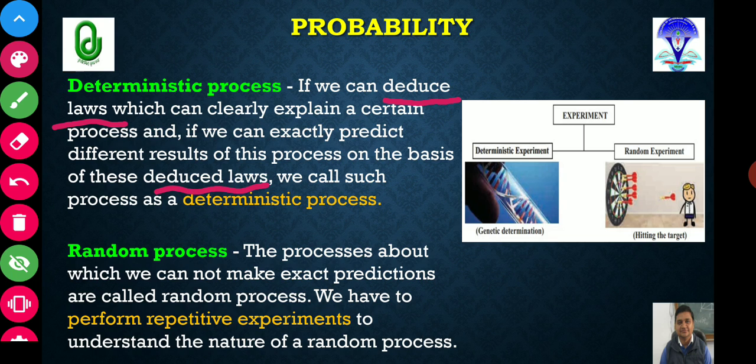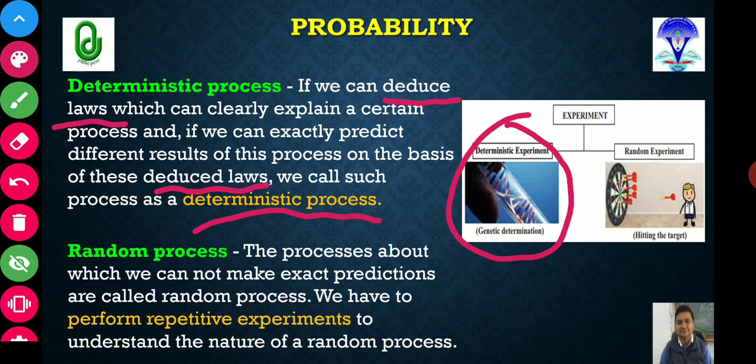Suppose for a particular process you have certain rules, certain laws, and based on the calculation of those laws, you can predict the result. Then such a process is called a deterministic process. For example, here you can see in this picture the deterministic experiment. Here is genetic determination, that means there is a rule. If you have a particular genetic combination, you will have a certain type of phenotype. Such a process, governed by certain rules, is known as a deterministic process, and based on calculation of those rules, you can predict the results exactly.